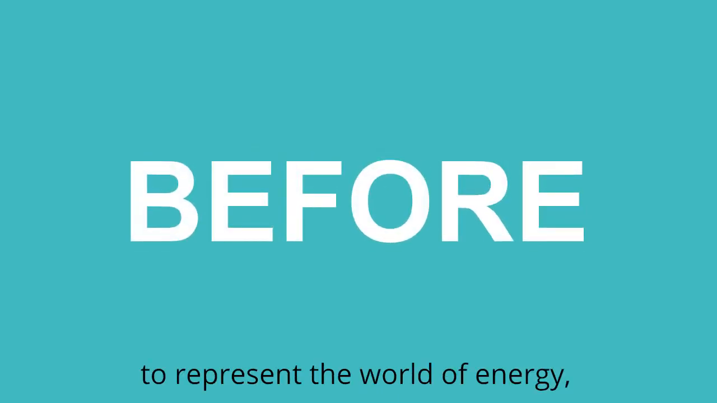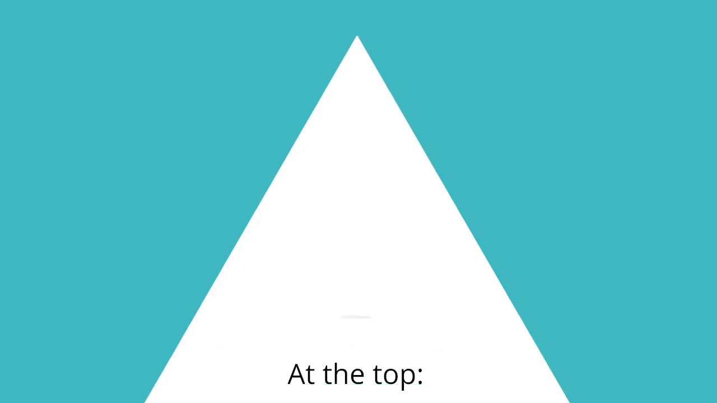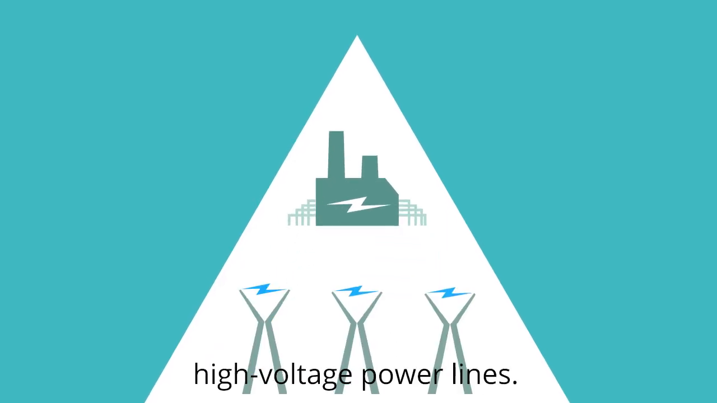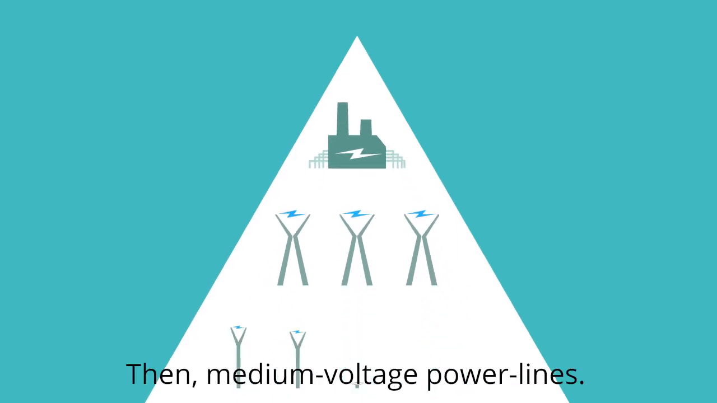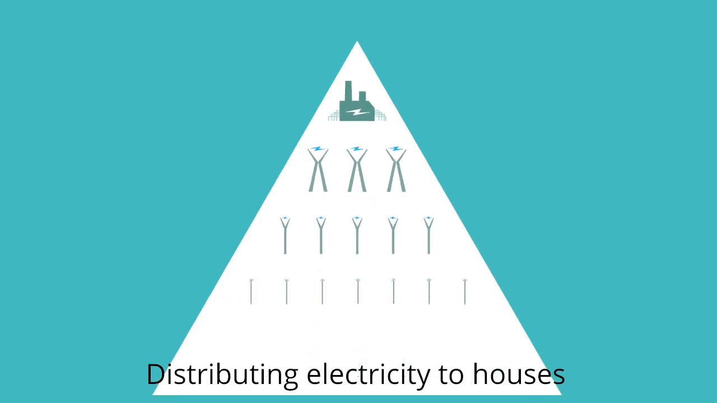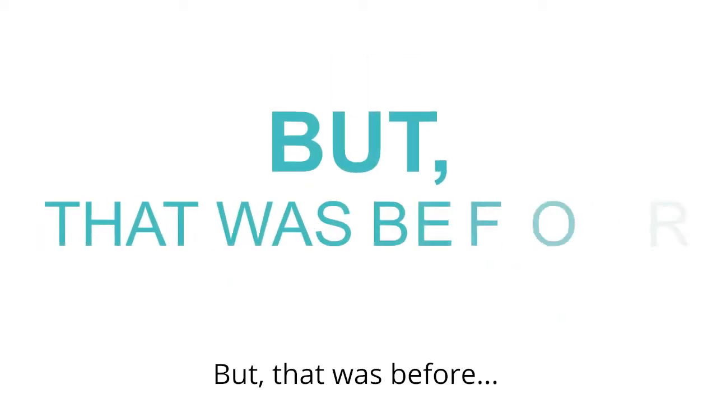Before, to represent the world of energy, all we needed was to draw a pyramid. At the top, large power plants which generate electricity. Below, high voltage power lines, then medium voltage power lines, and then low voltage ones. Distributing electricity to houses and apartment buildings was simple, but that was before.